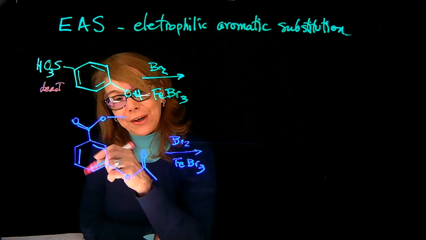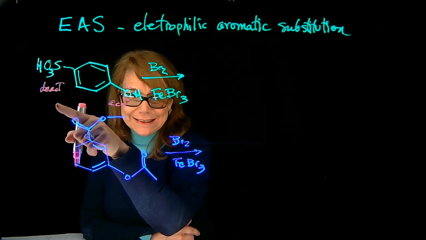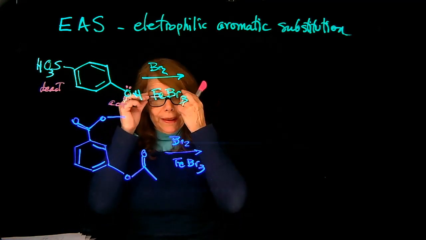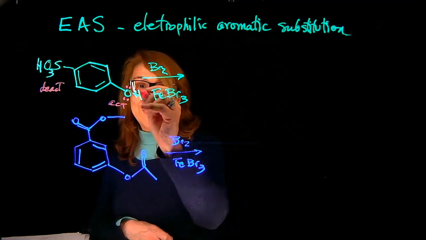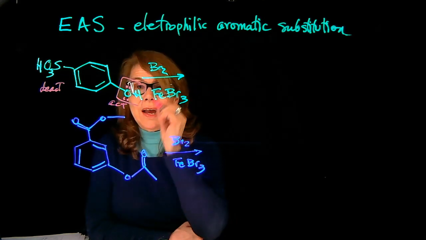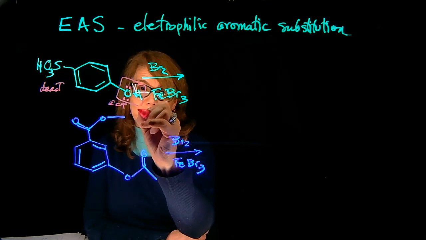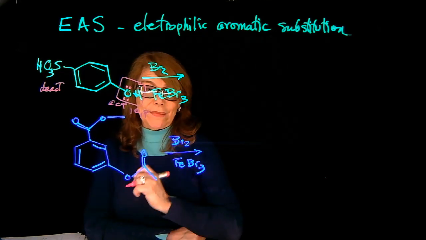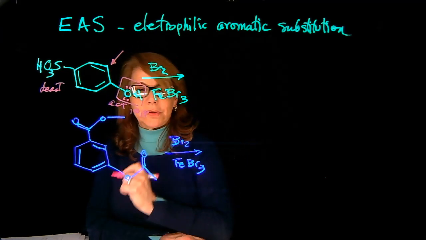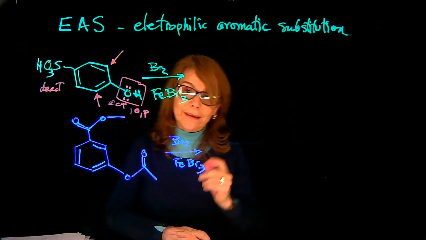Here, this is similar to another problem that we did before. So activating, deactivating. When this is the case, the group that is going to determine where the next substitution is going to happen is the activating group, the OH. Activators direct ortho, para. So we need to identify those positions. Ortho to the hydroxy, and para is occupied.